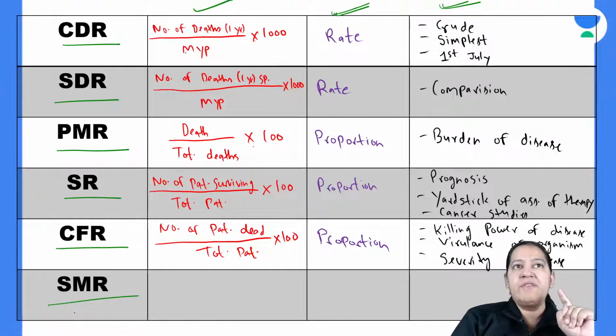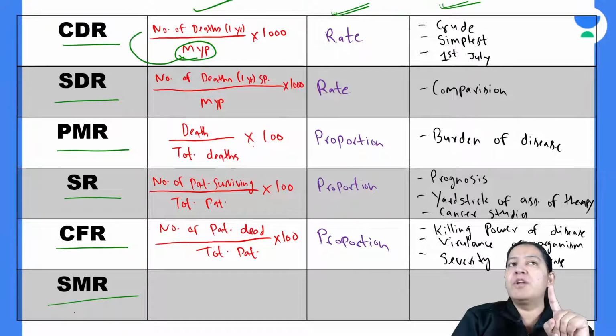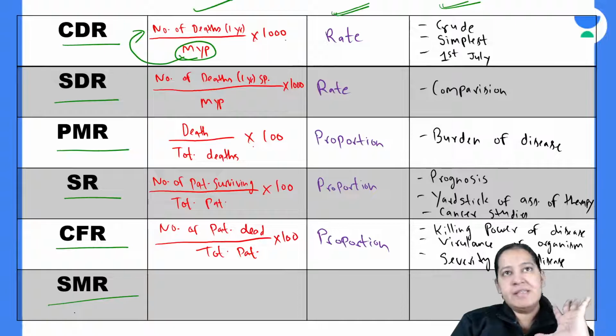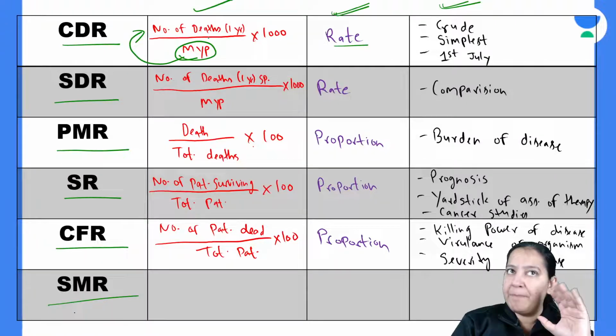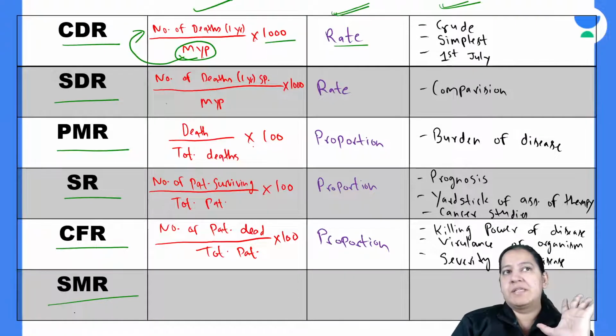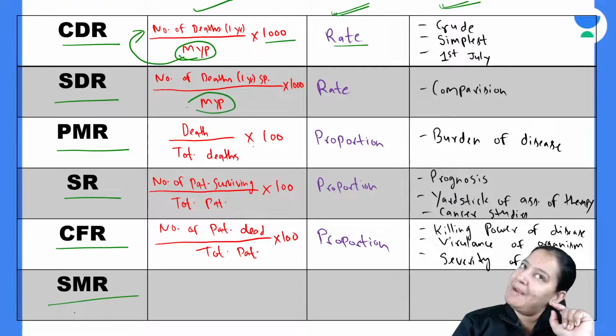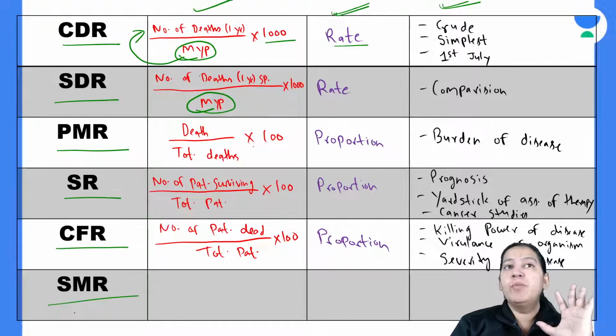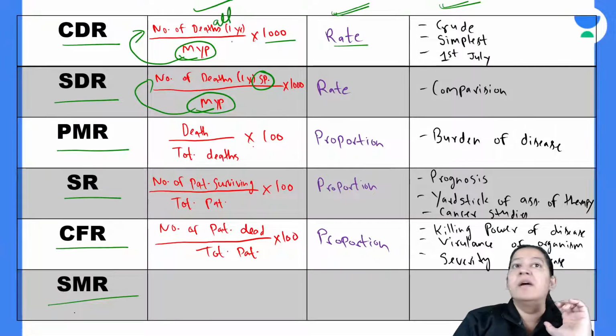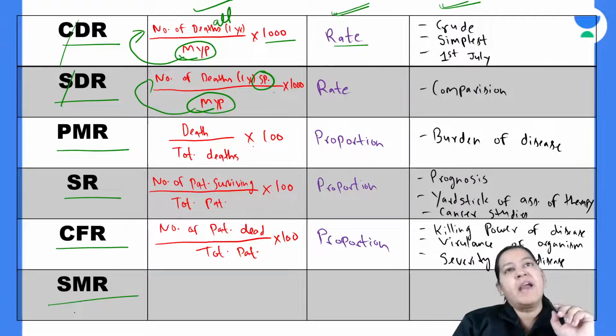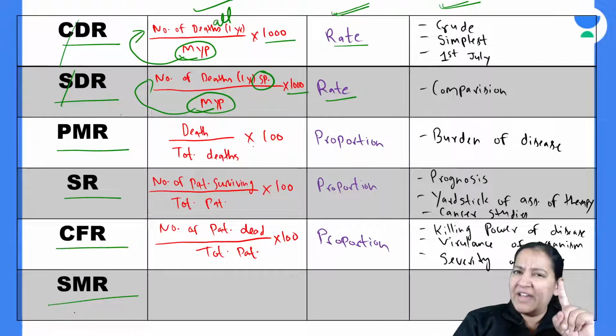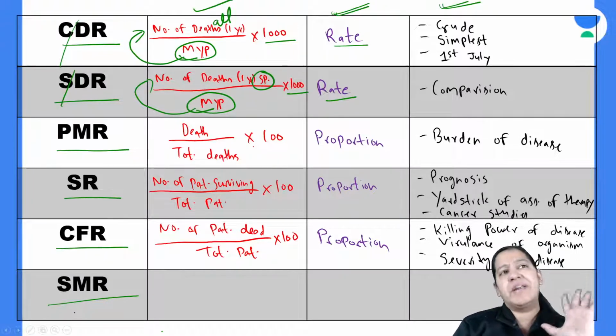In crude death rate, the mid-year population is the denominator, and out of it, how many people are dying, into 1000. So it is a rate because the numerator is a part of the denominator and the multiplier is 1000. In SDR also, the denominator is the mid-year population, but the numerator is the number of deaths due to a specific reason. Here it is deaths from all reasons, there a specific reason. That's why one is crude and the other specific. Again, the numerator is a part of the denominator and the multiplier is 1000, so it is a rate. There is a very small difference between crude death rate and specific death rate.